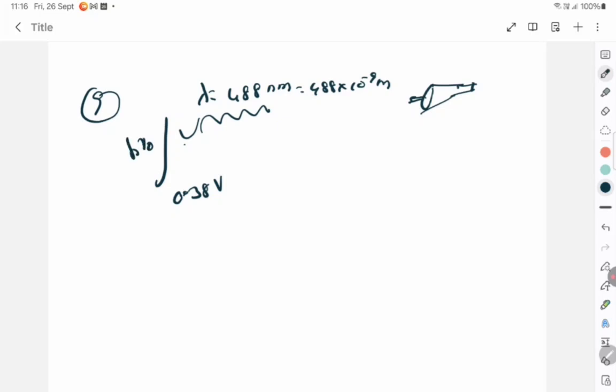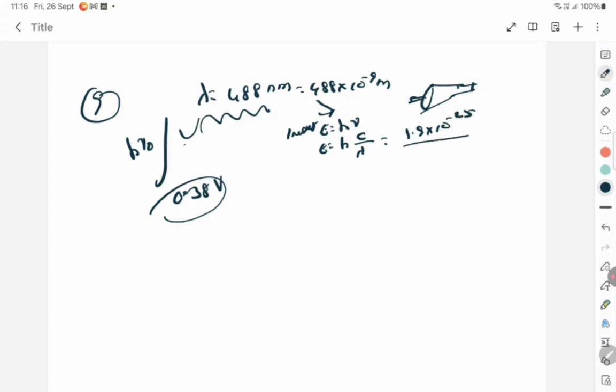The work function is h mu naught. Since they have given this, you can find the energy of the incident radiation. E is equal to h mu for the incident energy. E is equal to h into c by lambda. Hc is the product 1.9 into 10 to the power minus 25, divided by the wavelength 488 into 10 to the power minus 9 meter. With this you get the answer in joules. You get this energy, which is nothing but h mu, and in this the whole photoelectric effect is occurring. So use the formula half m V max square is equal to h mu minus h mu naught.